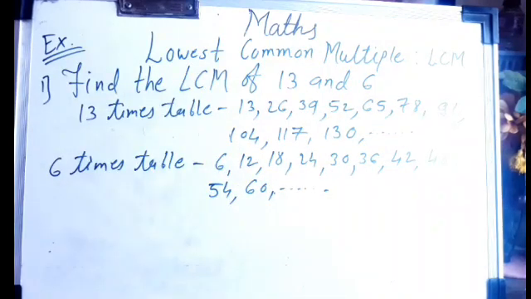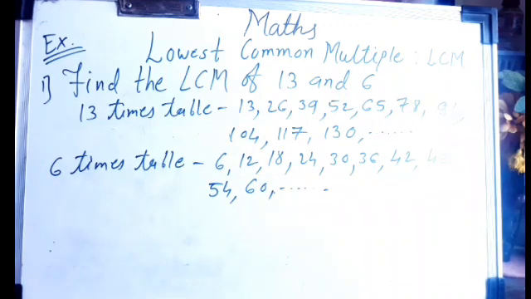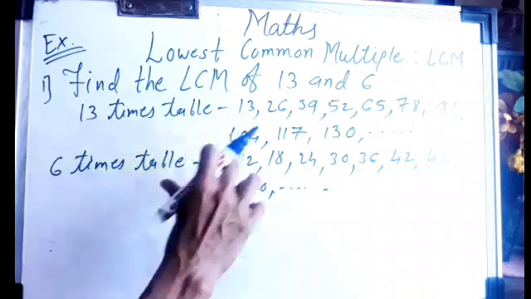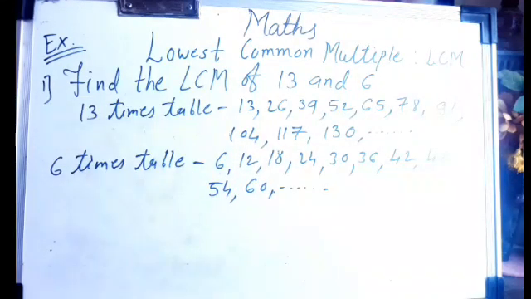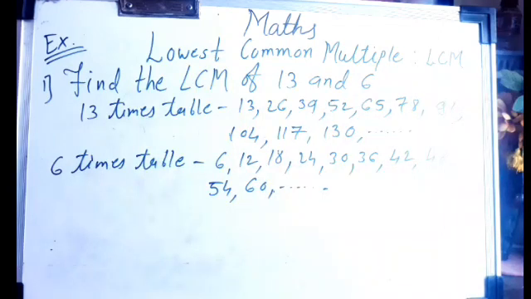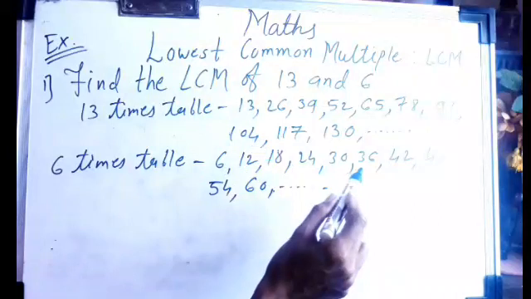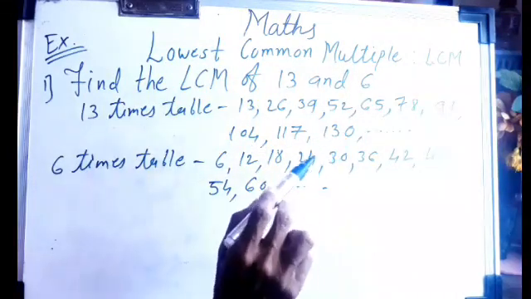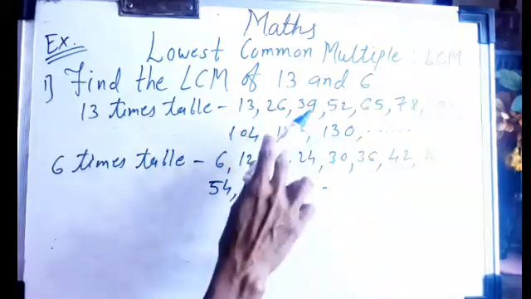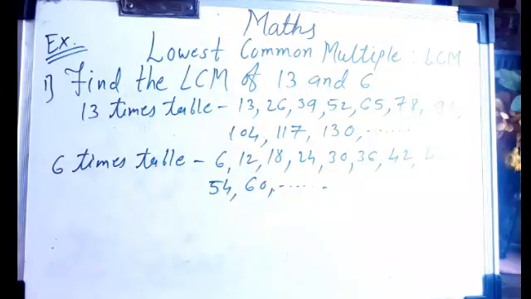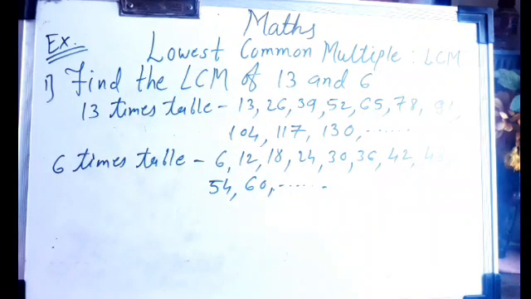After this, here we see no common multiples. Is there any common multiple in this? Common multiple means any common number among these two. Is there? See, 13 is there? No. 26? No. 39? No. Is there any number which comes in both the tables here? No. So what happens? Sometimes, as I just told you, we need to extend the table.